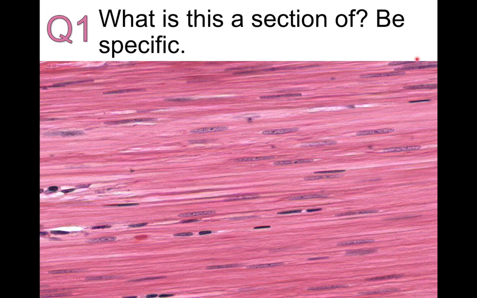This is a longitudinal section of smooth muscle. And the muscle is in a relaxed state, so the nuclei are elongated. If it was in a contraction state, the nuclei become wiggly or worm-like.